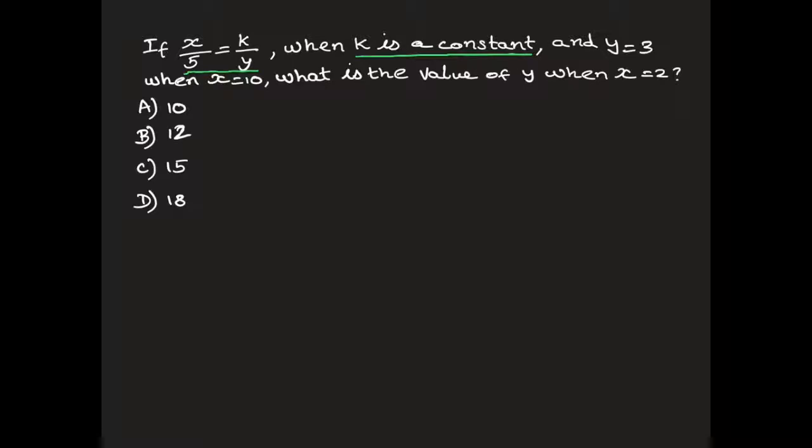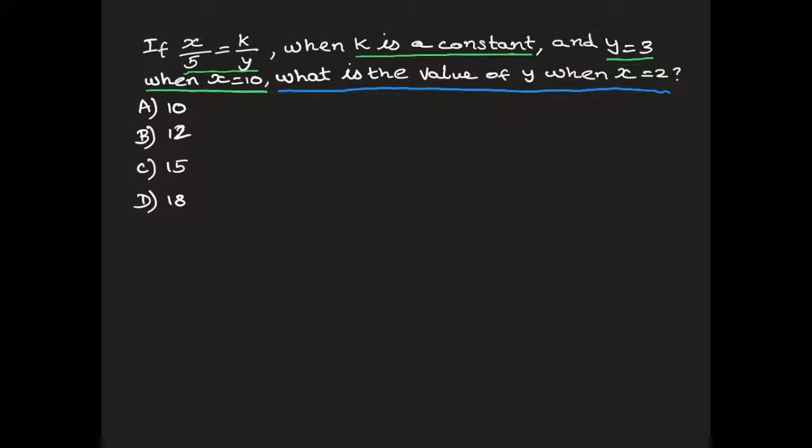Our third piece of important information is here: y equals 3 when x equals 10. That's just giving us our x and y values for the proportion that we saw at the beginning of the question. And finally, our last piece of information is the question. It's asking us to find the value of y when x equals 2.